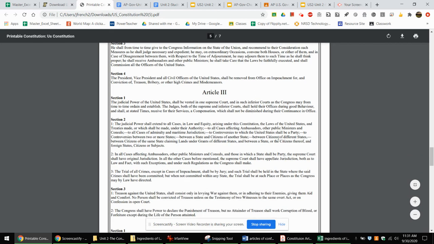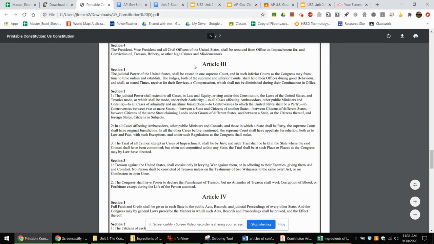Article 3, that's all about the judicial branch. So again, section 1 talks about the idea that the judicial branch will be made up of a Supreme Court plus lower courts. So Congress has the ability to create additional courts beyond the Supreme Court. The only court actually talked about in Article 3 is the Supreme Court, but it's up to Congress to create those other courts. Also, if you are a judge on one of those federal courts, you serve for life. And that's talked about in section 1.